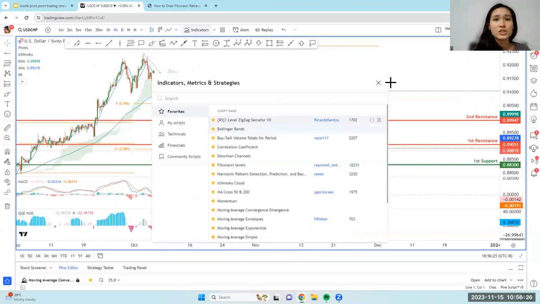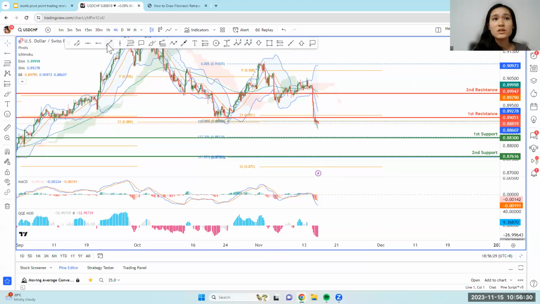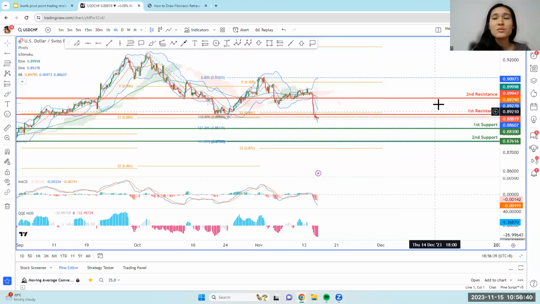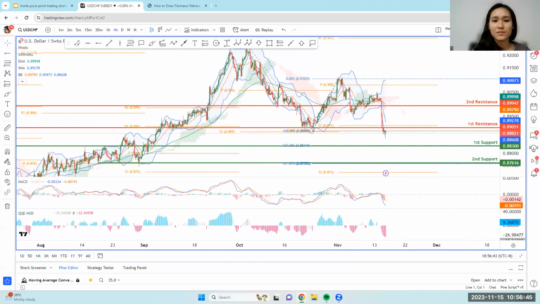Let's take a look at Bollinger Bands as well. And you see prices breaking out of the Bollinger Band over here. It's out of the lower band, so it's also bearish. Okay, so the more indicators you can get to line up with your analysis, the better.